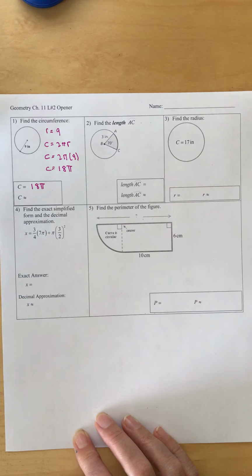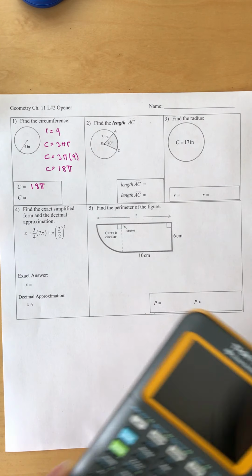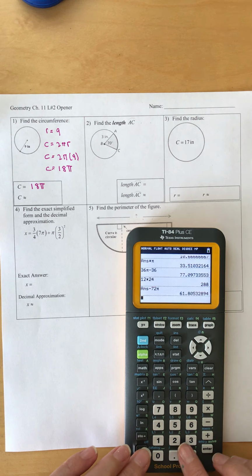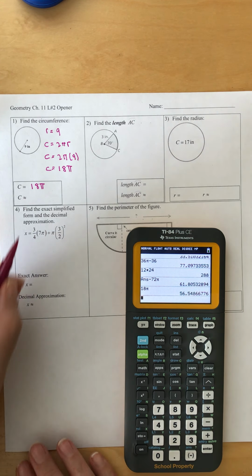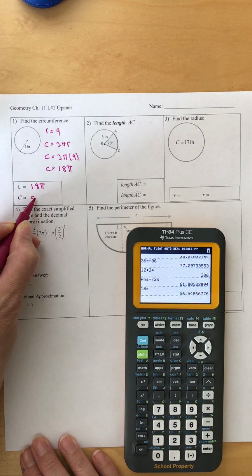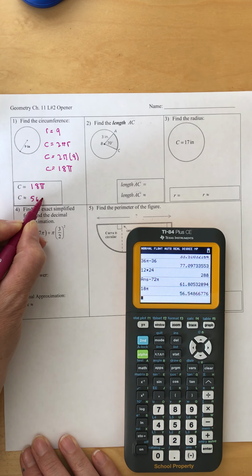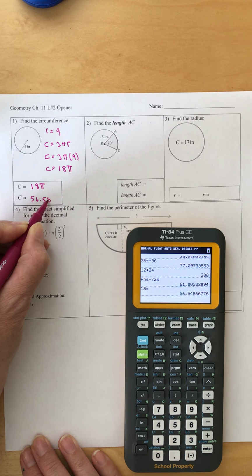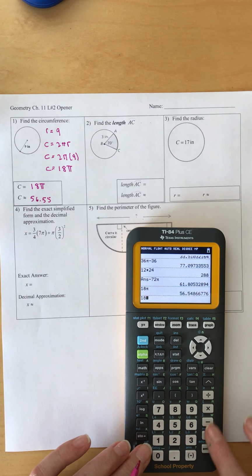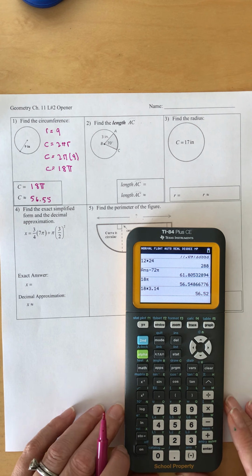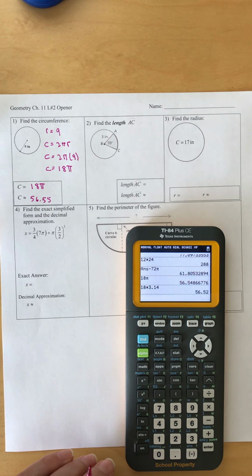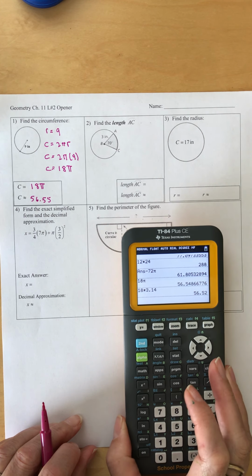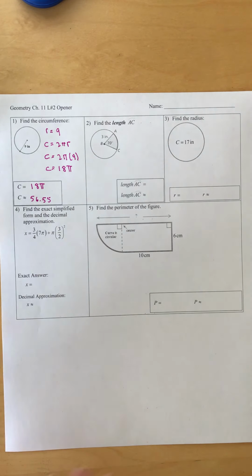That's the exact answer. And then you get the decimal approximation by typing 18 pi. Hopefully you have some form of technology that can do that for you. Make sure you use the pi key and not just 3.14. If you did that, you get 56.52 instead of 56.55, and 56.55 is much more accurate and correct than the 56.52.